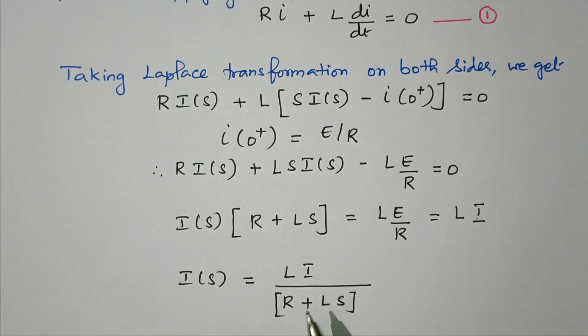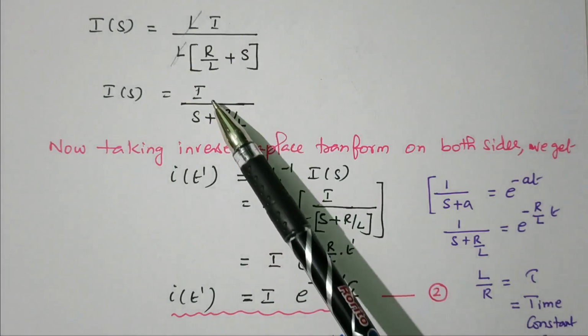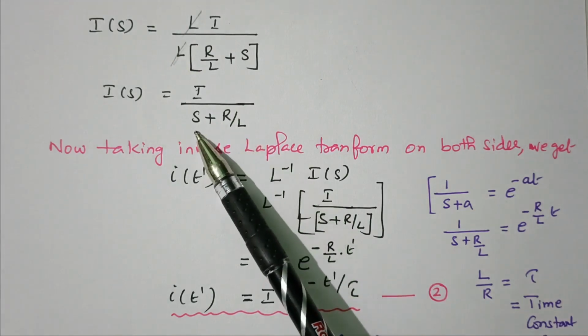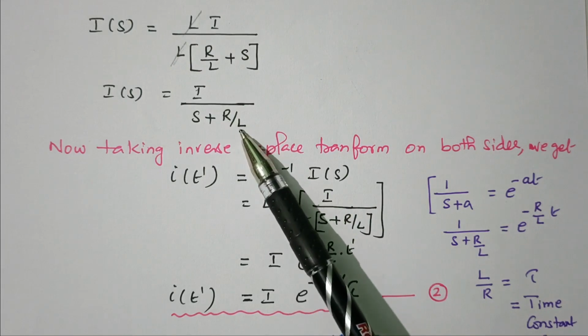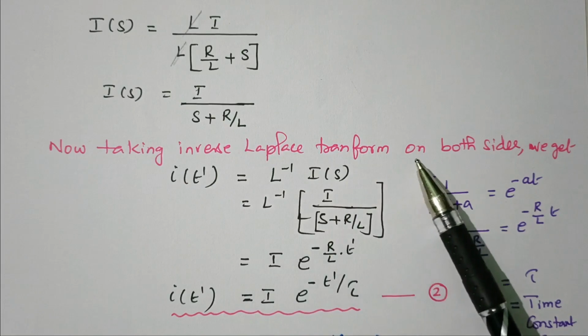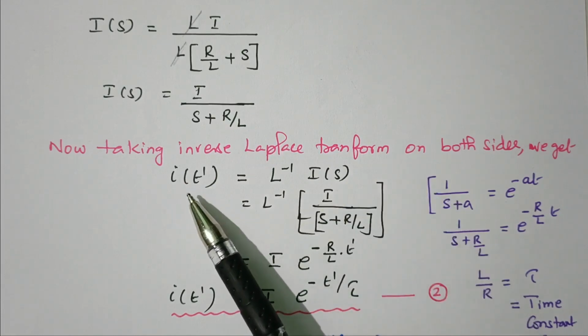This is the initial current. Now we go for further simplification. This L gets cancelled, so we get I naught divided by s plus R by L. It is of the form s plus a, where a is R by L. Now by taking the inverse Laplace transform on both sides, we will get the current in the time response.